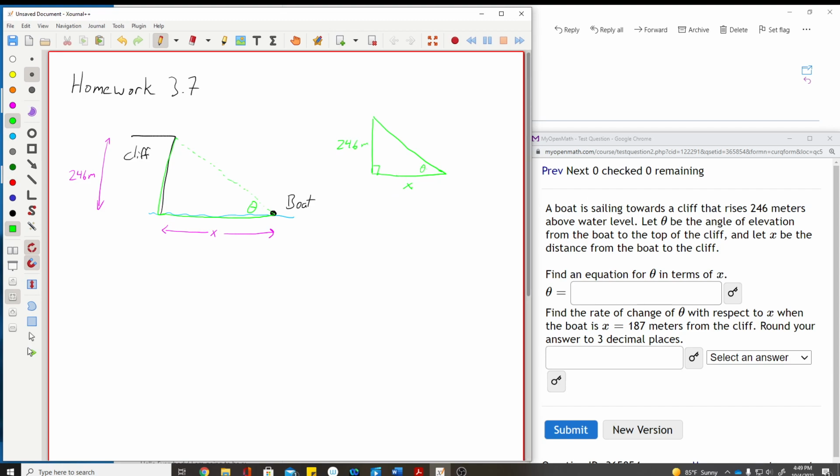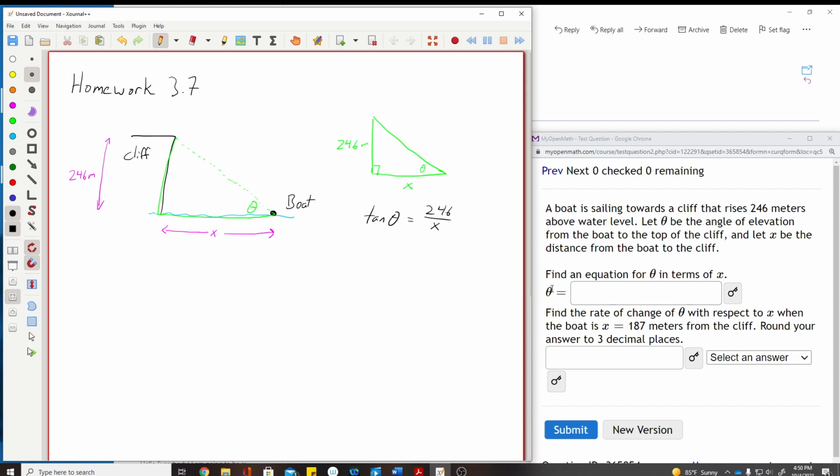Now, if I was trying to relate three sides of a triangle, I'd use the Pythagorean theorem. When we're relating sides and angles of a triangle together, especially if it's a right triangle, we use trig functions. Because the two sides that I have are opposite of theta and adjacent to theta, and I'm not involving the hypotenuse, I'm going to use the tangent function. So tangent theta equals 246 over x. That gives me an equation that relates theta and x.